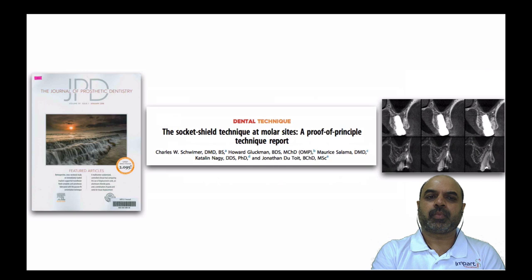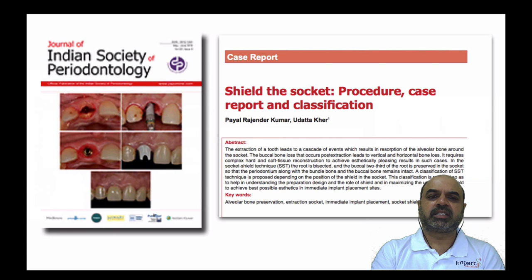The Journal of Prosthetic Dentistry again featured this particular article by Schwimmer and Gluckman, wherein now they are extending the scope of socket shield technique and the partial extraction therapy to not just the aesthetic zone, but also the non-aesthetic zone, which is the multi-rooted teeth in the molars. So as you see, as it's evolving, there are more and more publications. This particular publication is one wherein we came up with a classification for different shield designs for different clinical situations.